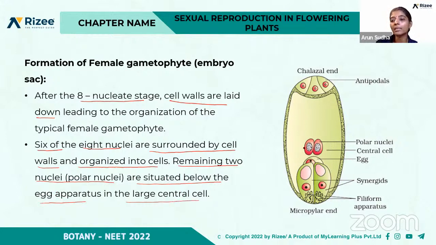So which is the largest cell here? This is the central cell. This is the large area and it contains the 2 nuclei, which are called the polar nuclei. And these 2 nuclei are not divided by a cell wall. There is no cell wall in between these 2 nuclei. Okay, so this is the largest cell. But what about the other cells?